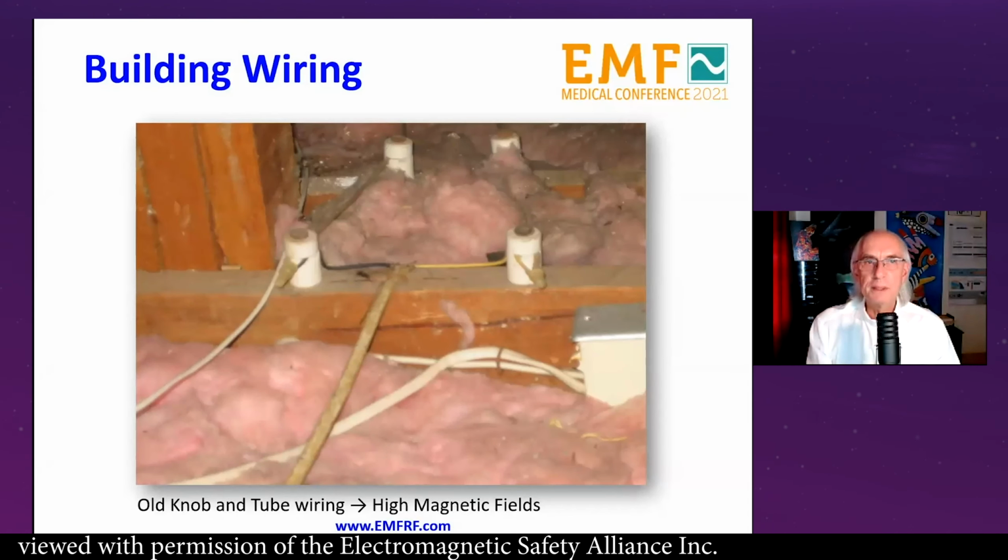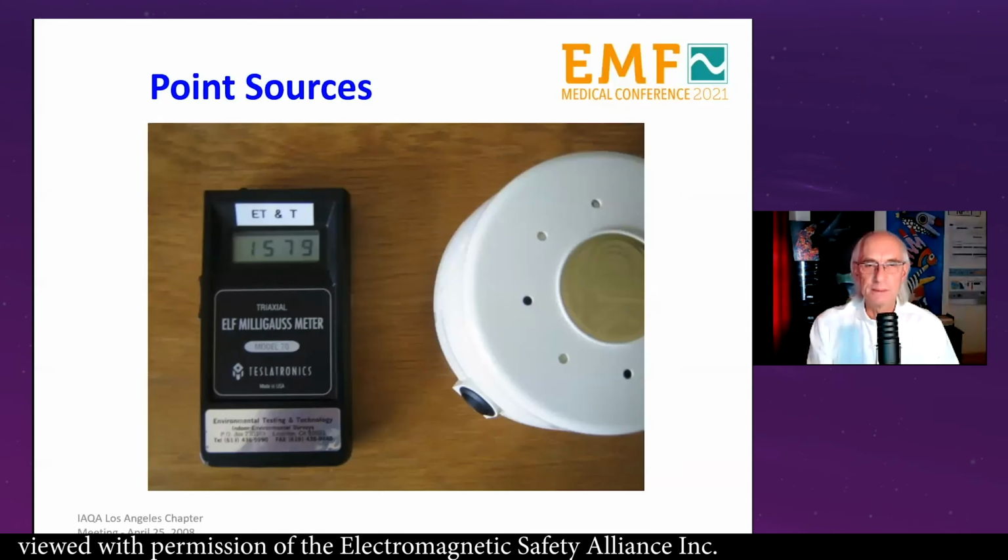If we have an older building, we can have knob and tube wiring where the wires are again separated, creating large magnetic fields. Another source is what we call point sources. Anytime you create coils with electrical wires with current flow in it, we call that a point source. Point sources, for example, are motors, which are in refrigerators and other devices.